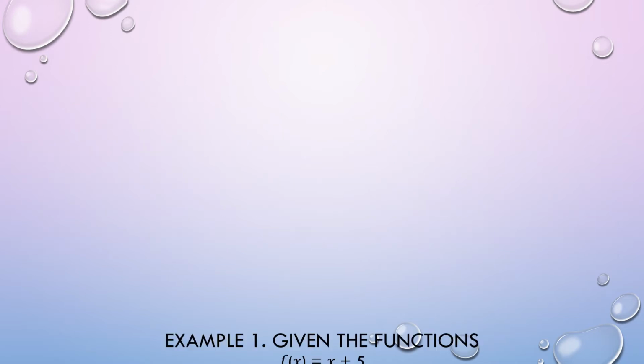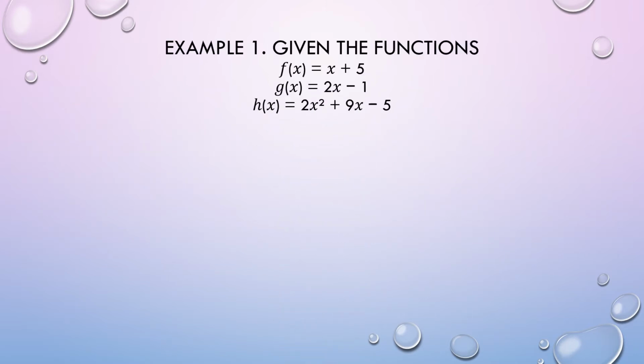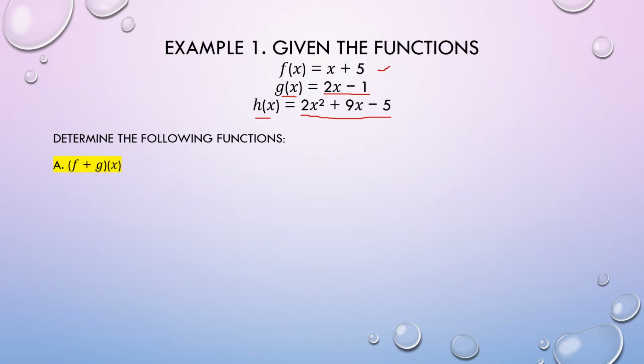Now, let's have an example. Given the functions, so we have here three functions. f of x is equal to x plus 5, and another function g of x is equal to 2x minus 1. And another function we have here, h of x is equal to 2x squared plus 9x minus 5. Okay, we're going to determine the following functions. So we're going to have a combination here.